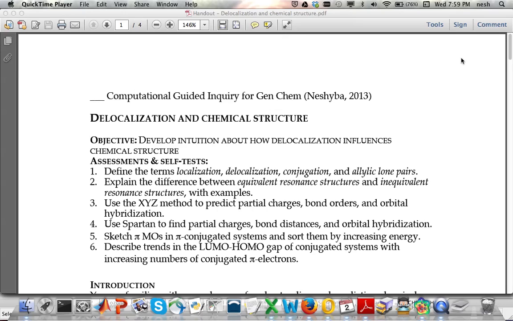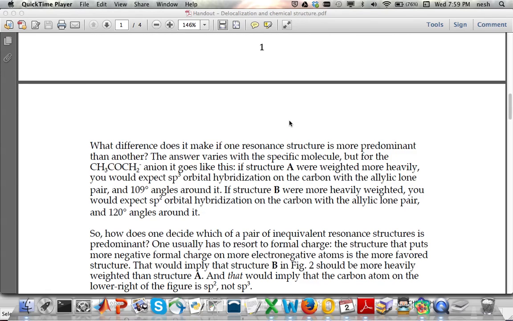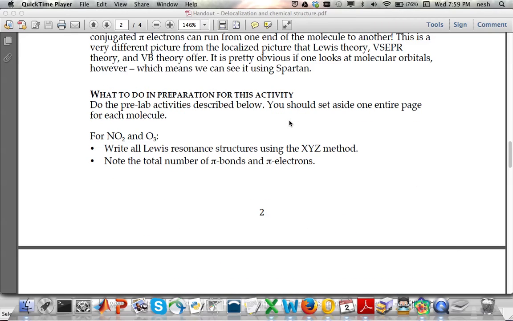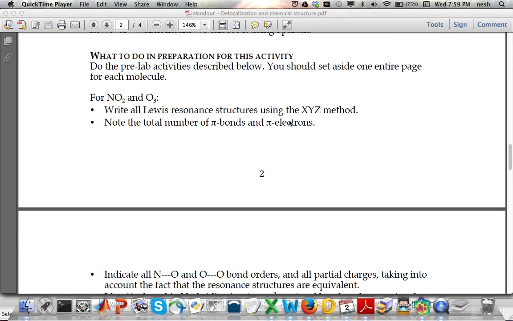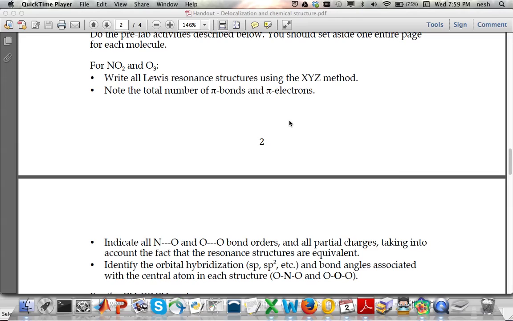Hello, this is Professor Neshaba, and I'm here to help you out with the computational guided inquiry for Gen Chem, delocalization and chemical structure. The first part I want to talk about here is the Prelab. So these are the first molecules to look at.